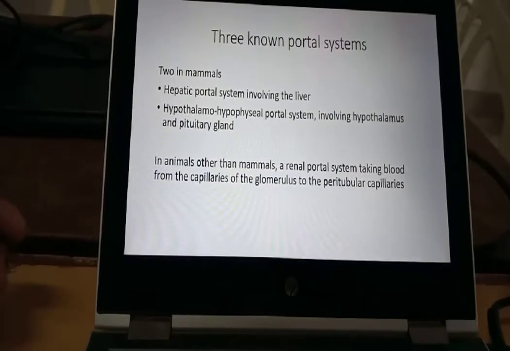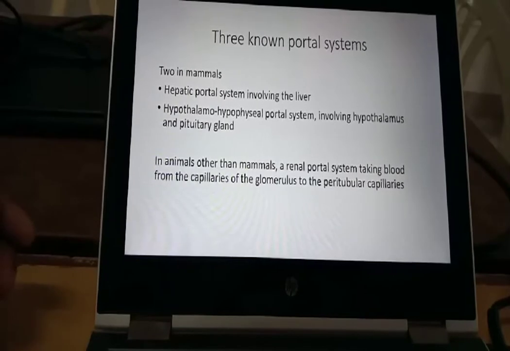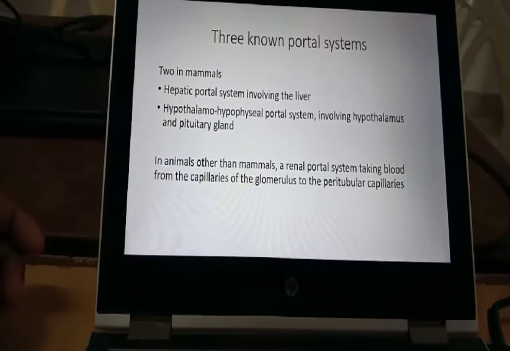Okay, there are 3 known portal systems, 2 in mammals, and in other animals there are 3. Now, the hepatic portal system involving the liver, which I have just described. Then the hypothalamo-hypophyseal portal system, that is from the pituitary to the hypothalamus. The veins in the pituitary will take the blood from the pituitary to the hypothalamus in the brain. And the hypothalamus is just below the thalamus but above the pituitary.